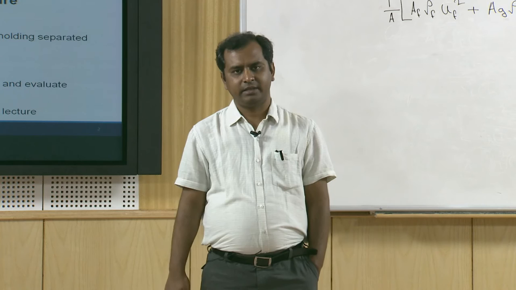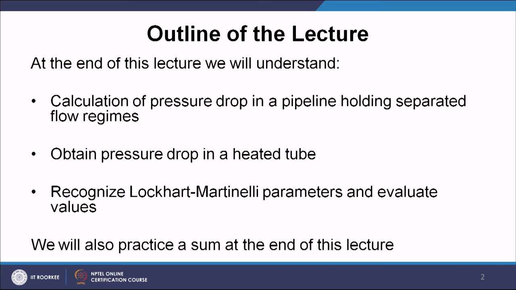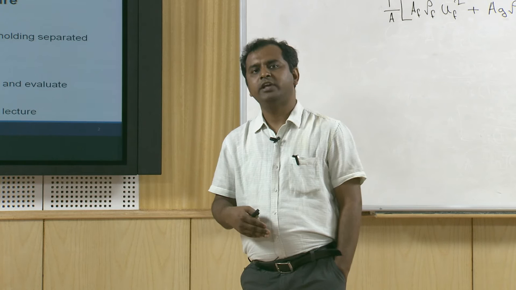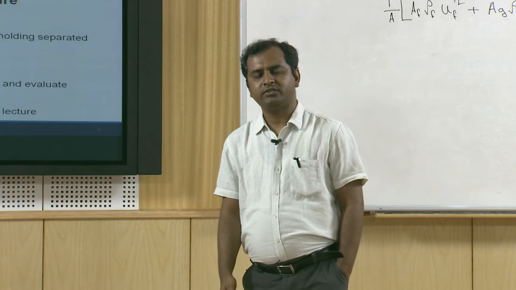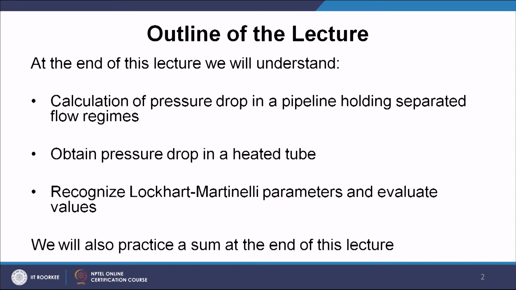So, let us first see what we will be learning in this lecture. At the end of this lecture, we will understand the calculation of pressure drop in a pipeline holding separated flow. So, basically we will show you how to calculate the pressure drop as we have shown you in the case of homogeneous flow. We will obtain pressure drop in a heated tube. So, from the adiabatic situation we will be converting into a heated tube situation, where heat is coming from the periphery of the tube. In that case, how phase change can be taken care of in the separated flow model, that we will be learning. We will recognize Lockhart-Martinelli parameters and evaluate its values from Martinelli-Nielsen charts. Also, we will be practicing a sum at the end of this lecture.